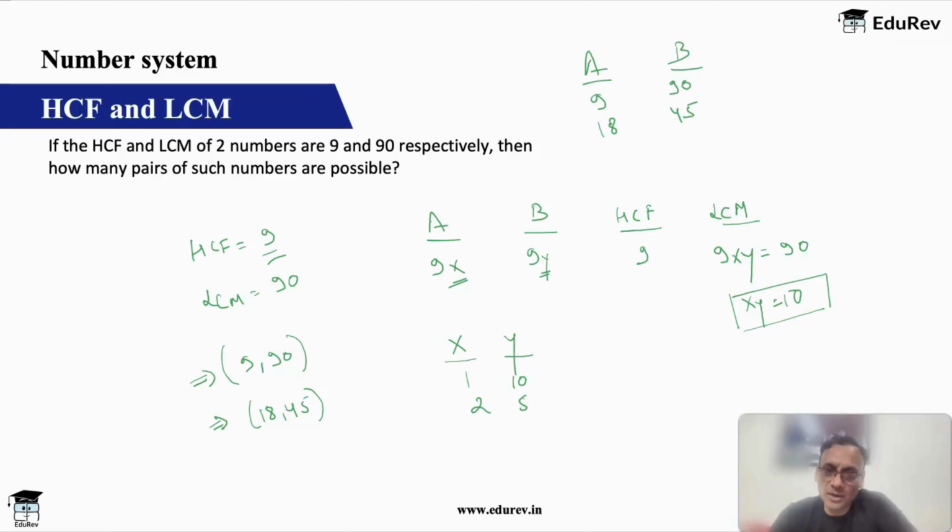Very important, one more part to understand is that this x and y, they have to be co-primes. They are co-primes. And when you look at that, then this becomes very easy. Okay, great.